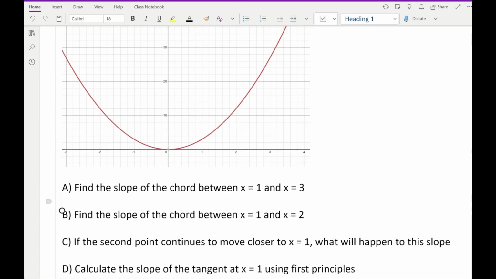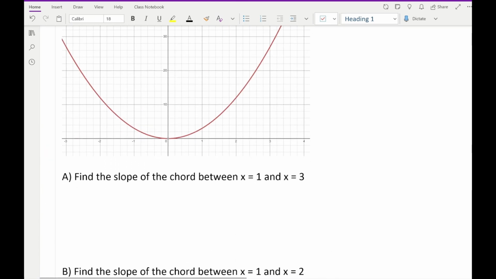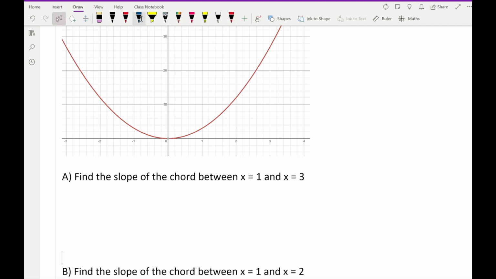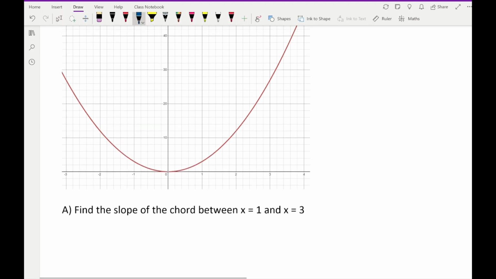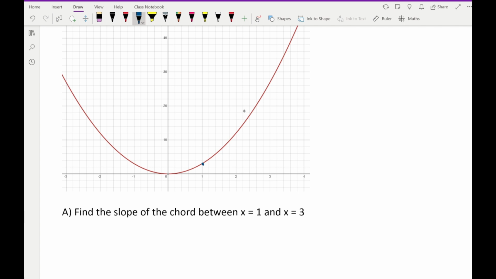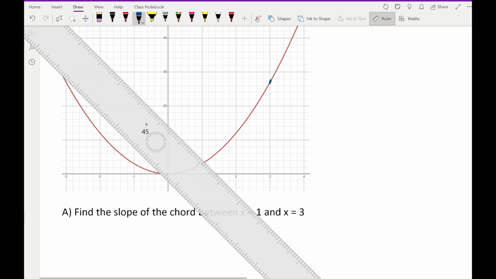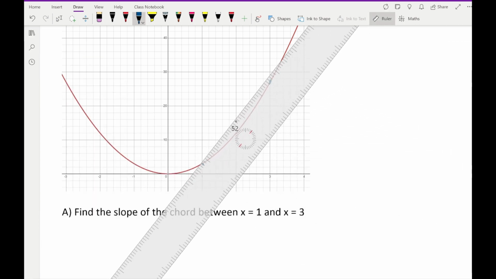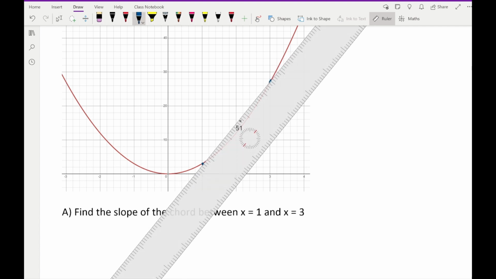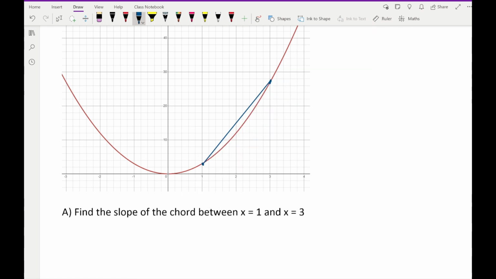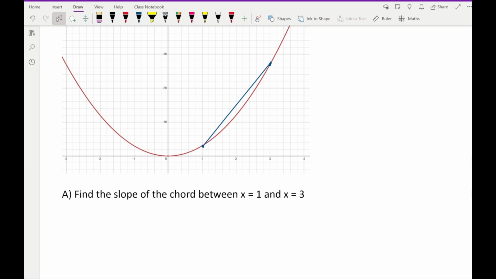First thing they're asking is the slope of the chord between x equals 1 and x equals 3. Now what they actually mean is they want you to get a straight line between x equals 1 and x equals 3, and basically just find the slope of that straight line. So literally nothing to do with calculus quite yet. You can see the slope of that straight line is going to be a little bit steeper than the actual slope at x equals 1. So this is just going to be like an approximate of the slope at x equals 1.